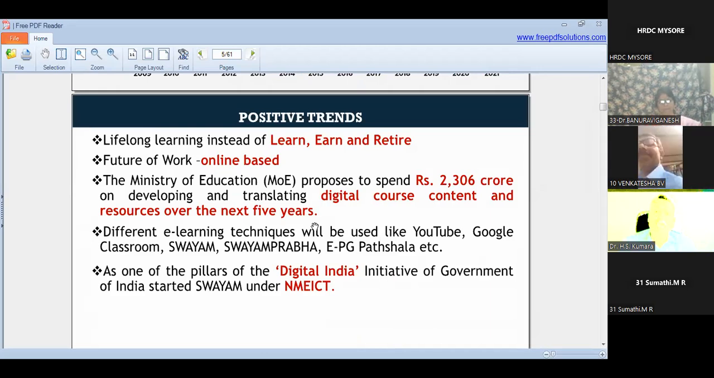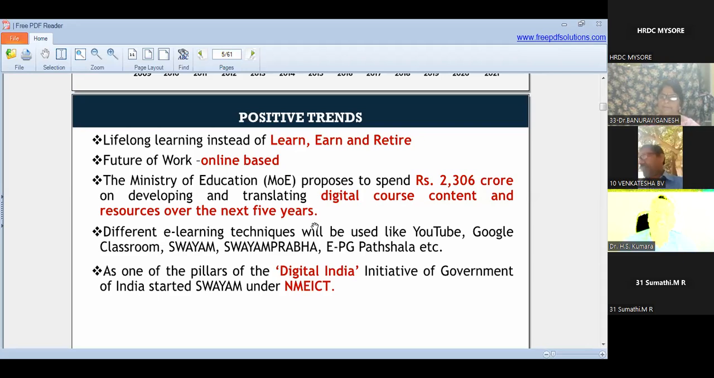Then again, future of work is online based. After the pandemic, we are all well versed with using various apps, engaging online classes, and preparing e-content. So many components. The entire domain has been reoriented to online, from day-to-day activity to household services, and we have started doing various things online. That's why the future of work is online based.